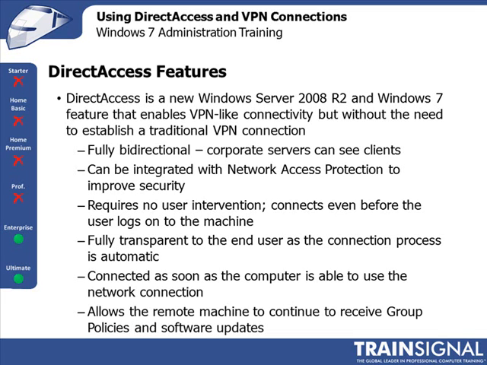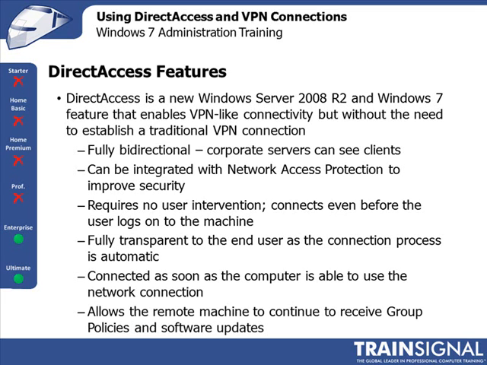It's also fully bidirectional, so corporate servers can actually see the clients that are connecting to the Direct Access infrastructure. This means that Direct Access can be integrated with network access protection, as well as group policy and software update mechanisms that are in place in the organization. GlobalMantics does use group policy and software updates, so the use of Direct Access is a boon for the company.